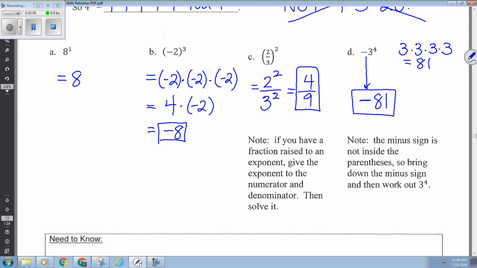So notice it's a big difference. If this was negative 3 raised to the 4th power, it would have been written like problem B was written, as negative 3 in parentheses raised to the 4th power. But since that's not how it was written, this is how you would solve it. So again, it's subtle, so you just have to pay attention to what you're doing.